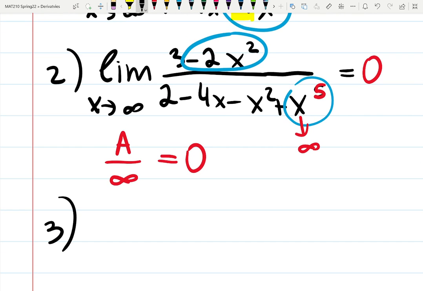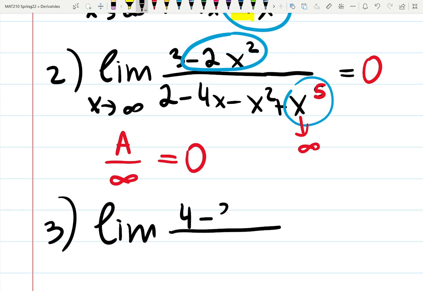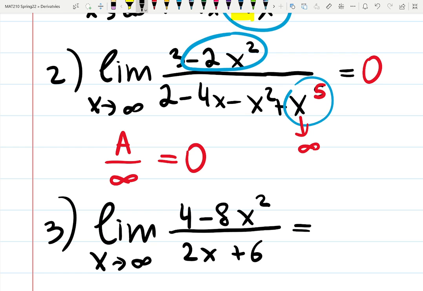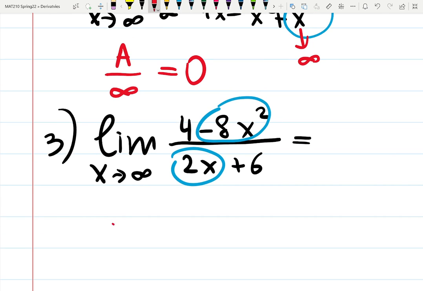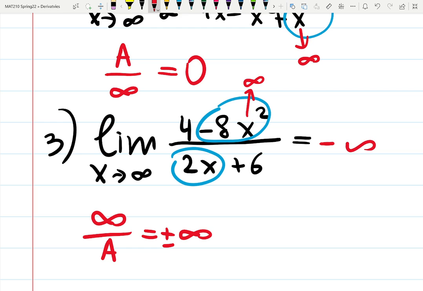Finally, case three. Case three, you can guess, is when the numerator goes to infinity faster. (4 - 8x^2) over (2x + 6), x goes to, let's do infinity, why not? Then the situation repeats. Find the leader of the top. Find the leader of the bottom. Compare who is faster. The numerator explodes to infinity faster. That is the case of infinity over a number. Infinity over a number is plus or minus some kind of infinity. The sign can be decided by infinity or a constant. In this case, this piece goes to infinity at the top, times minus 8, it will be minus infinity.